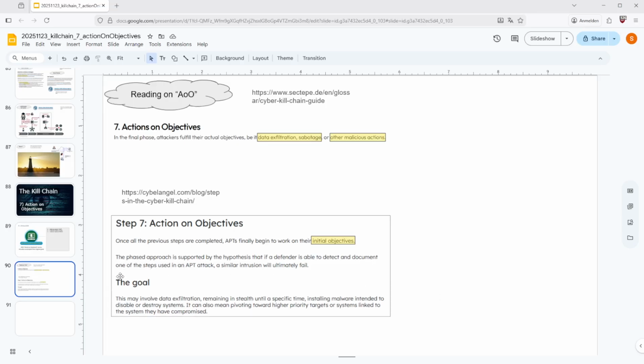"The phased approach is supported by the hypothesis that if a defender is able to detect and document one of the steps used in the APT attack, a similar intrusion will ultimately fail." I got to read that again, this was a complicated sentence. There is a hypothesis that if a defender is able to detect and document one of the steps, a similar intrusion will ultimately fail. Yeah, you need all 7 steps, of course. All 7 steps need to go through and then the attack is successful. And if you manage to break one of those steps, you can defend yourself against similar intrusions.